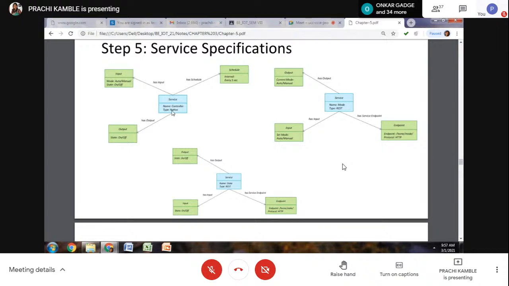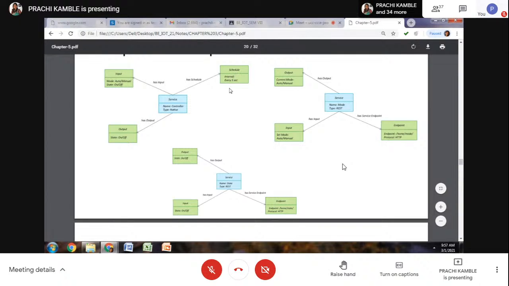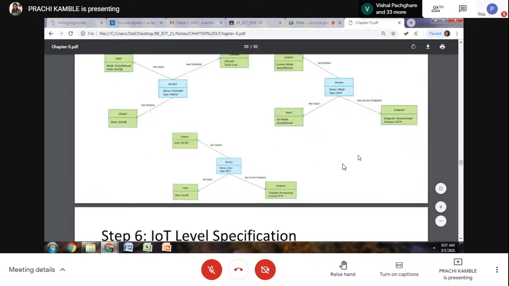Then there is a service controller. So here we have an input, auto mode, and output is state on and off, and it is scheduled after every 5 seconds. The next is a service mode, that is again the mode is set to auto and manual. Then there is an endpoint, home, mode, and again the protocol used is HTTP, and output is current mode, auto and manual. So this is the service specification.